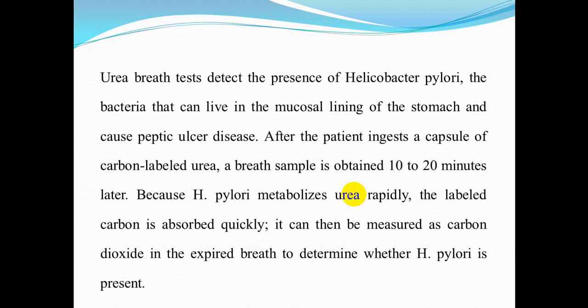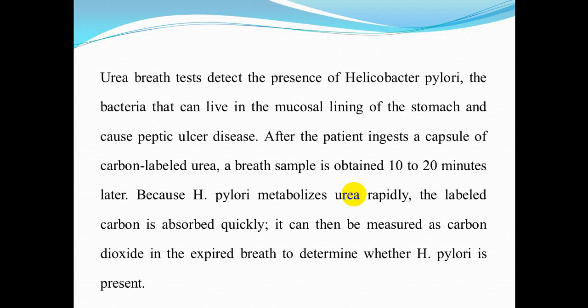Urea breath test detects the presence of H. pylori, the bacteria that can live in the mucosal lining of the stomach and cause peptic ulcer disease. One of the common diseases of the digestive system is peptic ulcer disease, which we will discuss, God willing, in our coming lecture.